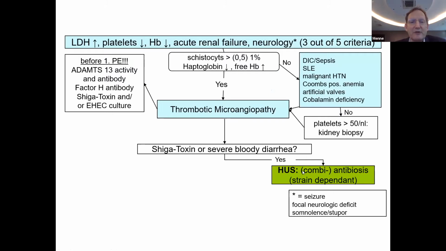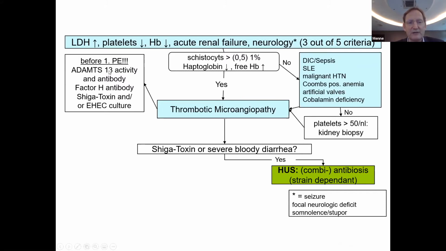So what are we now doing? If we have a patient where we have a suspicion, then we look for LDH, platelets, HB, acute renal failure, and neurology. And if we have 3 criteria, we think about it, and then we start treating these patients. What is also important, if you have thrombotic microangiopathy, you look for other causes like sepsis or lupus or malignant hypertension. And if you do not find this and the kidney is involved and the platelets are above 50,000, I will always go for a kidney biopsy just to prove that this is truly TMA that you see. And then, of course, we start with plasma exchange.